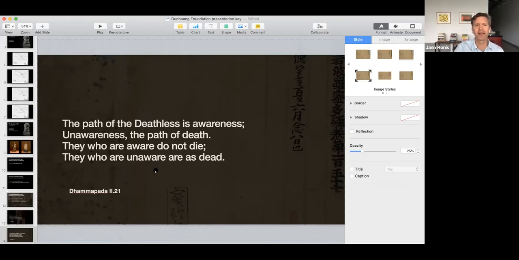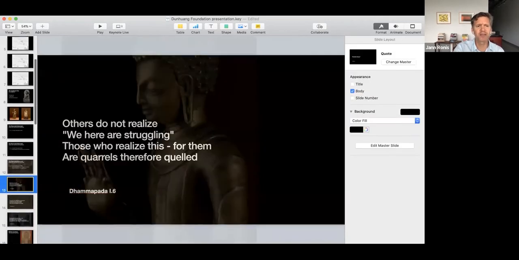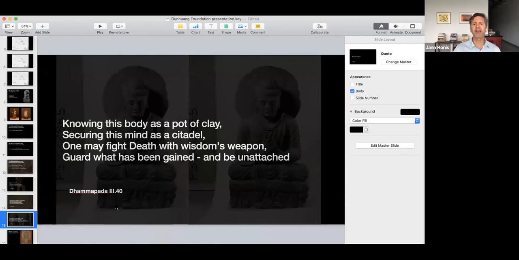All right. And then the third quote I want to share with you is this one. Knowing this body as a pot of clay, securing this mind as a citadel, one may fight death with wisdom's weapon, guard what has been gained, and be unattached. So this is a wordy quote, but let's focus on the first two lines. Knowing this body as a pot of clay. So this speaks to awareness, and it speaks to wisdom, and obviously renunciation.